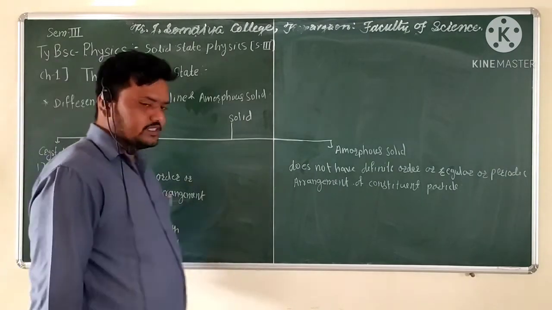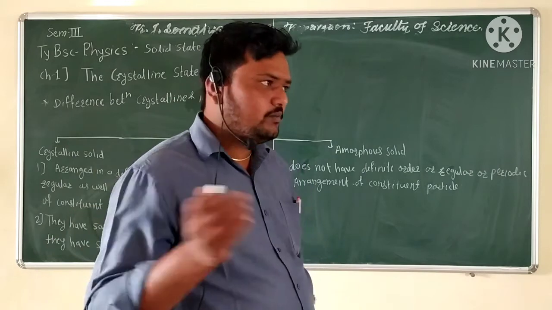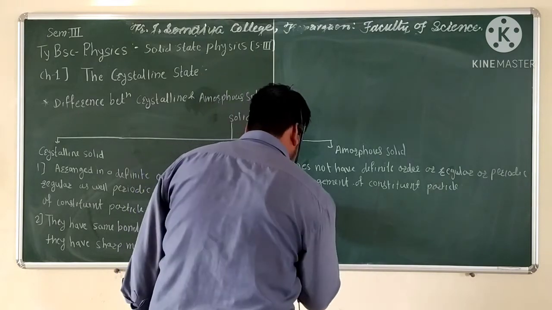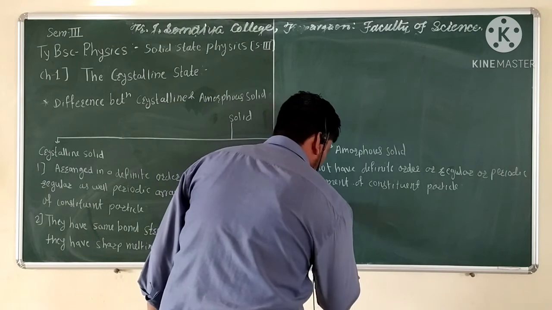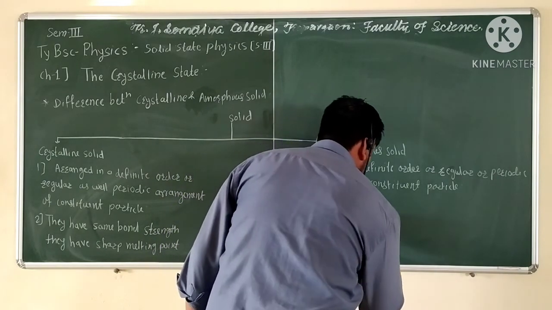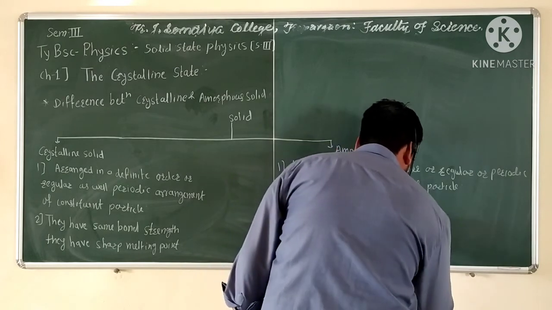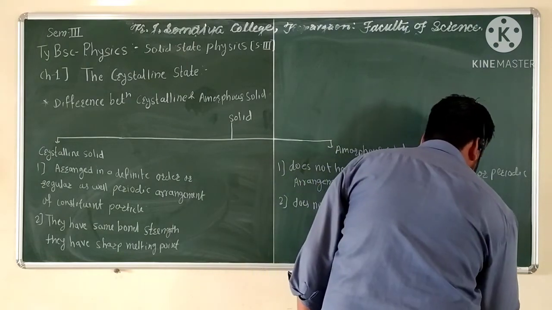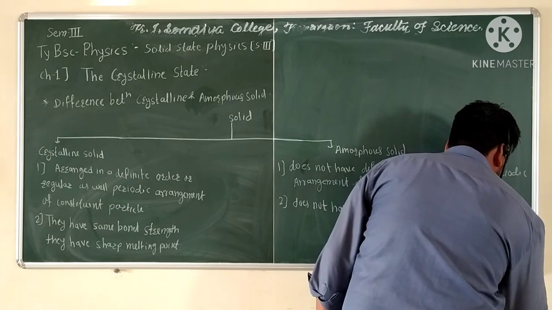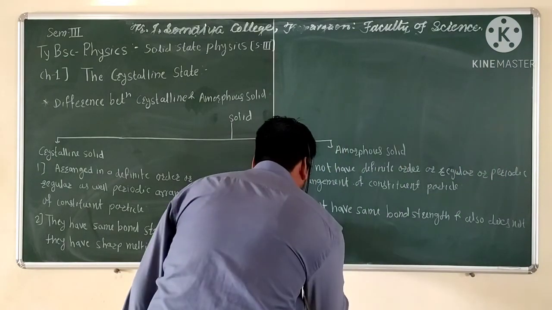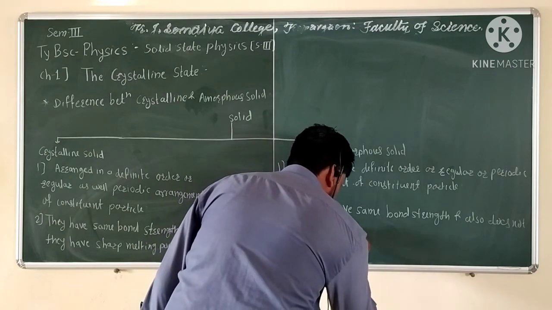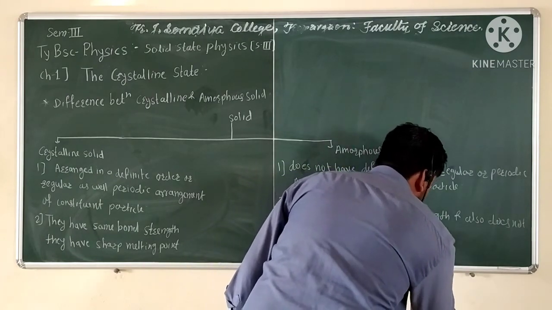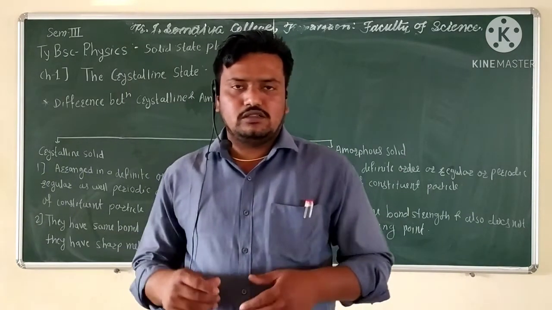Next, in the amorphous solid, it does not have the same bond strength, and also does not have a sharp melting point. So this is the main property.